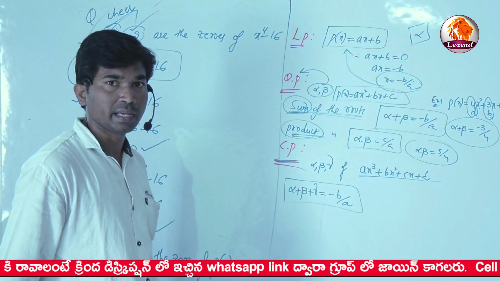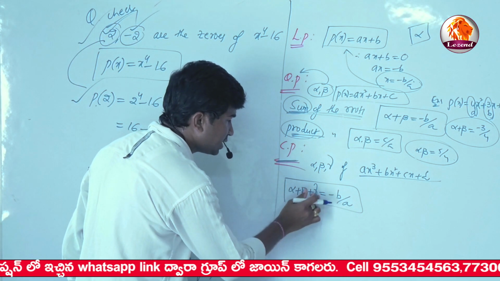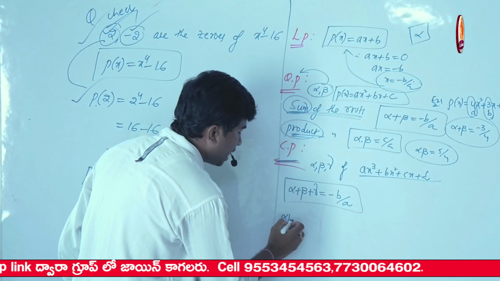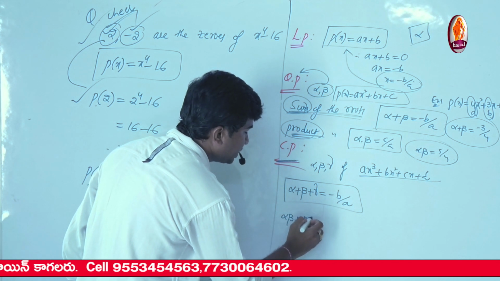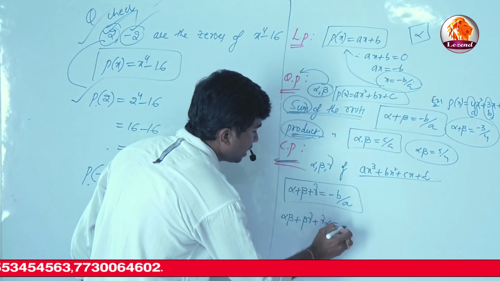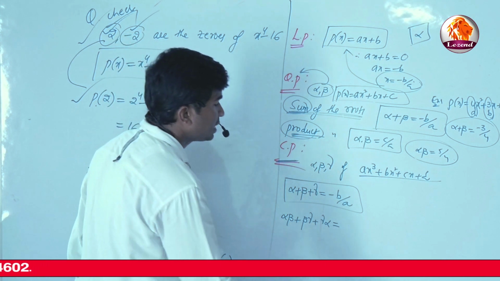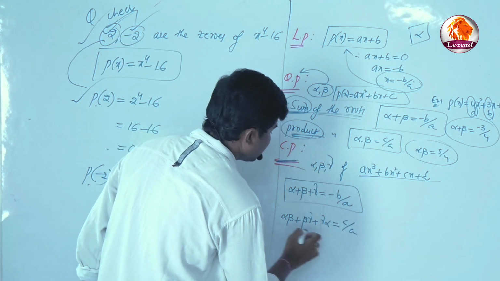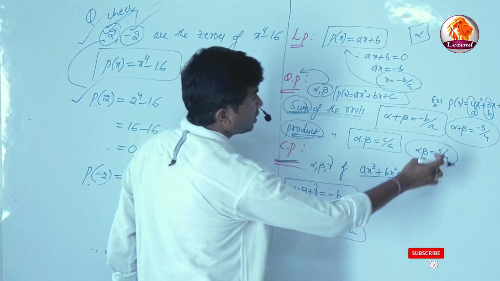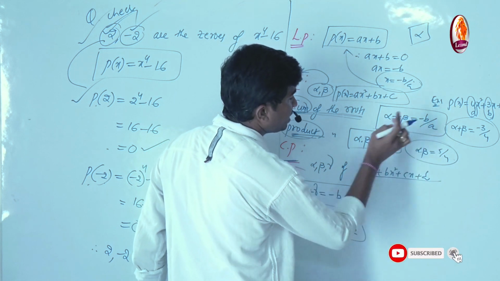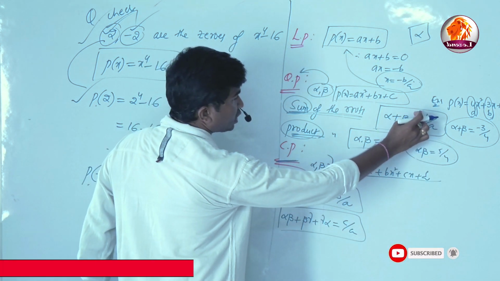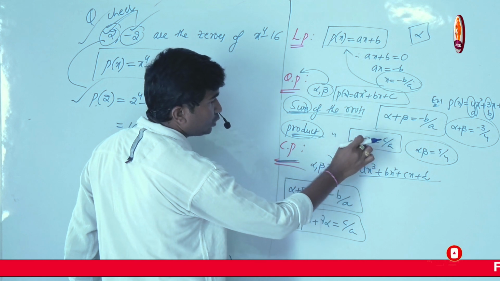Minus b by a: alpha plus beta plus gamma. Now alpha beta plus beta gamma plus gamma alpha is equal to c by a, c by a as it is. Minus b by a and c by a. Here alpha plus beta is equal to minus b by a. Here alpha into beta is equal to c by a.